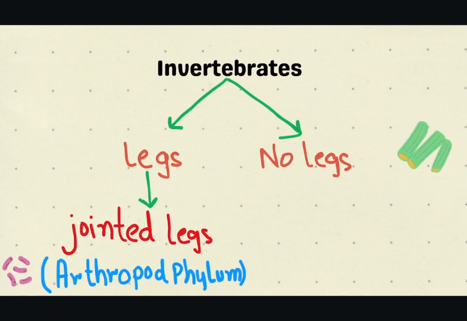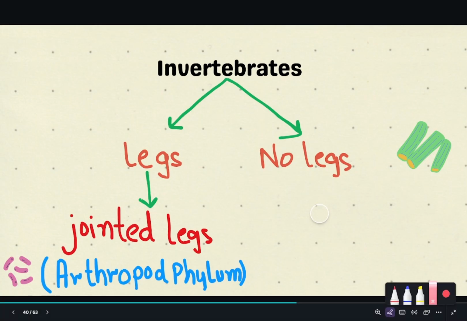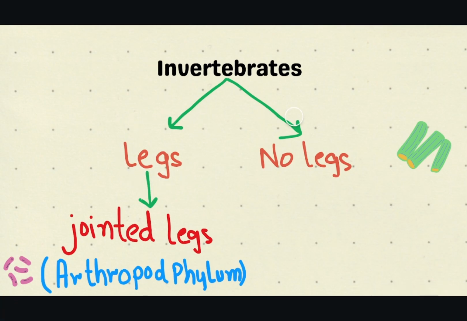Now, we're done with the vertebrates part, and now we're going to go over the invertebrate groups. We have further divided the invertebrates into two groups: the invertebrates that have legs and the invertebrates that do not have any legs. The invertebrates that have legs, we have also said that they need to have jointed legs, not separated legs, jointed legs.